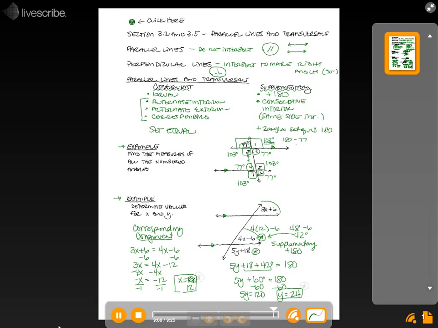So y is 24. And we could check that. We could plug it back in. 5 times 24 plus 18. Add the 42 to it, and we can see if we get 180. But now we found both of our variables. We found our x and we found our y. And those are your notes on sections 3.2 and 3.5.